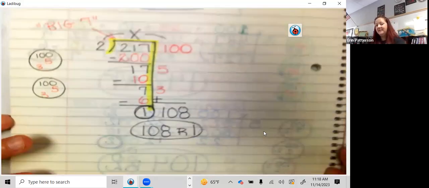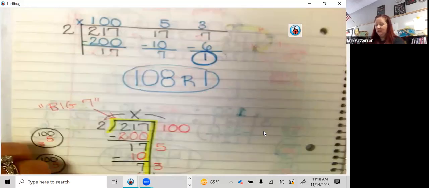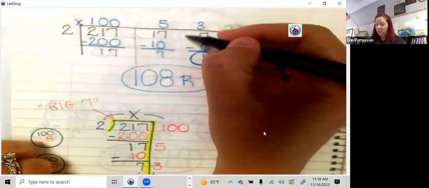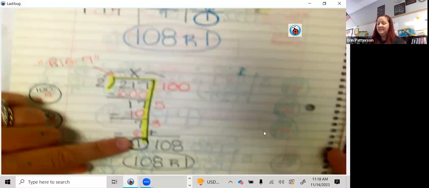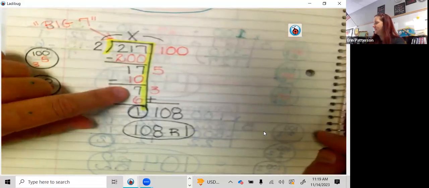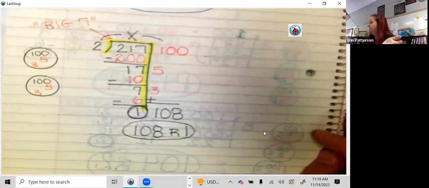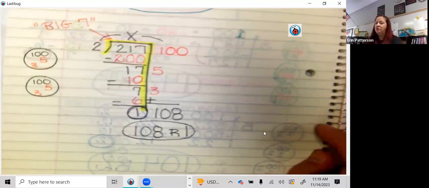Do you see how the big 7 looks just like this one, turned on its side? And I didn't have to rewrite 17 and 7. They were already there. Let's try one with the big 7 now. Okay, we'll do it together. So I got to come over to a clean spot. So we've done it with area model. Now we're trying big 7.